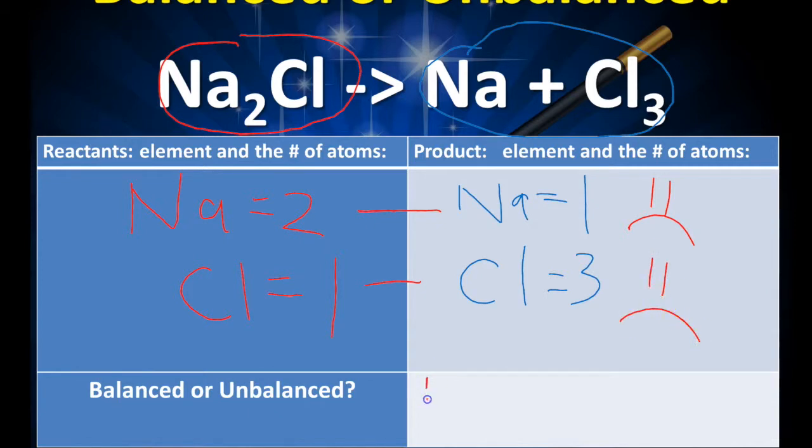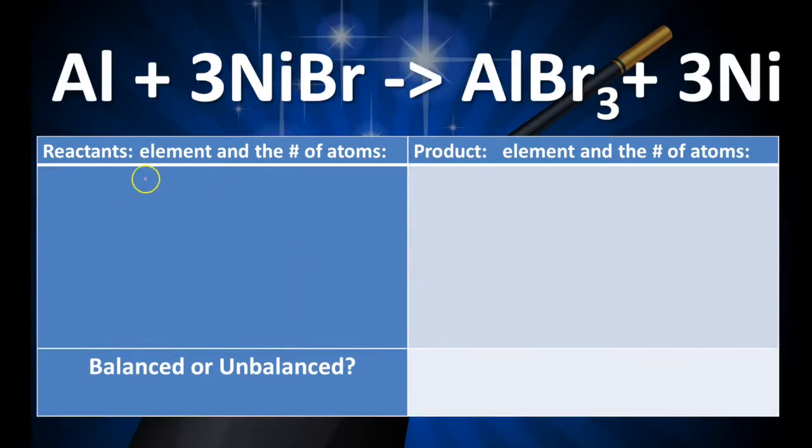So in this case, it is unbalanced, and we know that it does not support the law of conservation of matter. Because of that, this imbalance, and ending and starting with different numbers of atoms, does not support the law of conservation of matter. Let's do the next one.